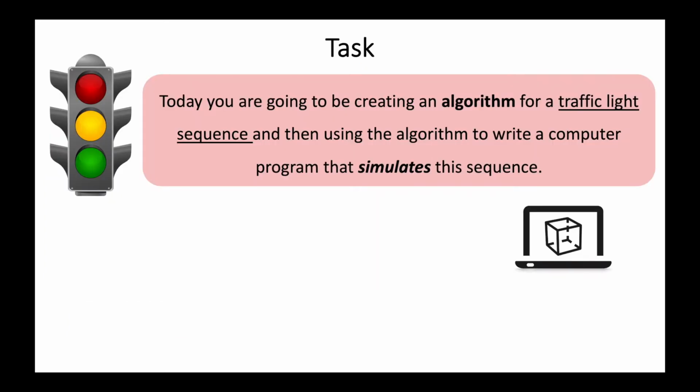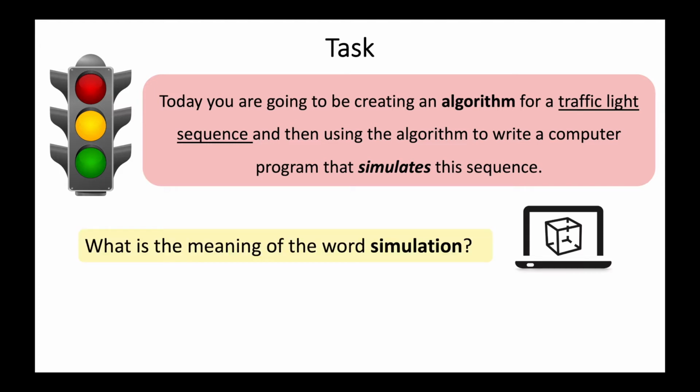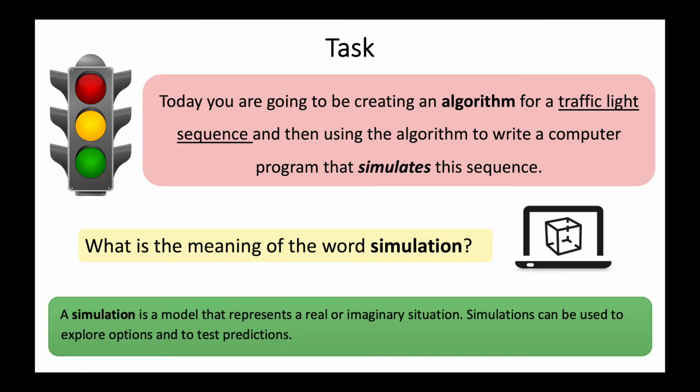But today we're going to be looking at creating an algorithm for a traffic light sequence and then using this algorithm to write a computer program that simulates this. But what is the meaning of the word simulation? So a simulation is a model that represents a real or imaginary situation.